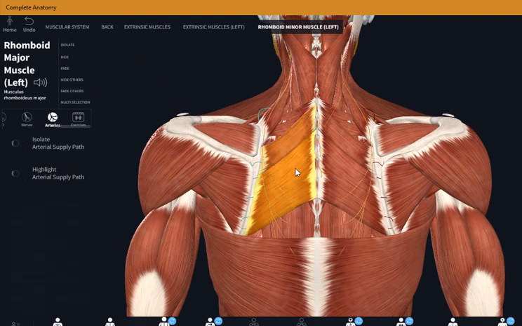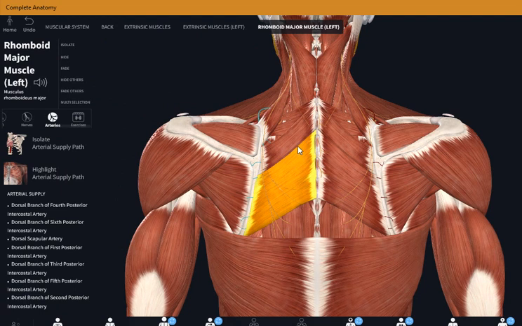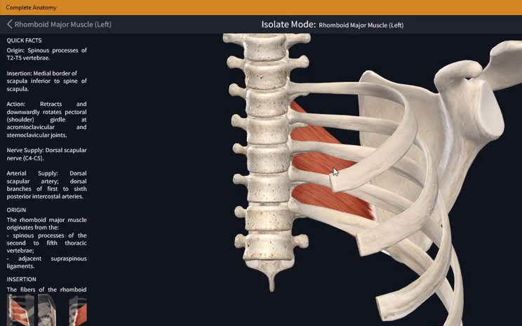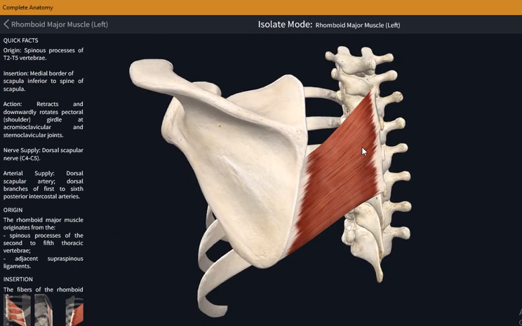Now the rhomboid major is also a muscle of the upper limb, but you're not going to consider it again as a muscle of the upper limb in the latter section. So let's consider the rhomboid major. When we isolate the rhomboid major, we find that it originates from the spinous process of T2 to T5. So at T2 to T5 we have the origin, and the insertion is the medial border of the scapula.